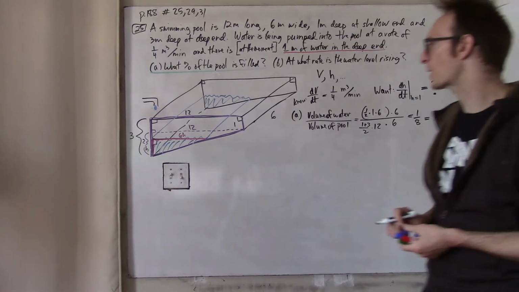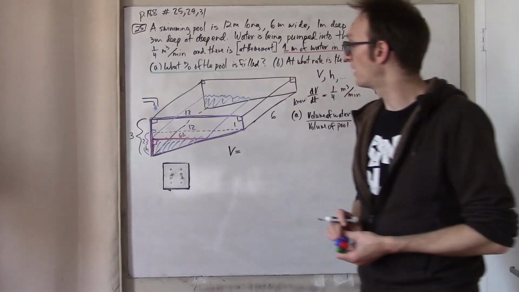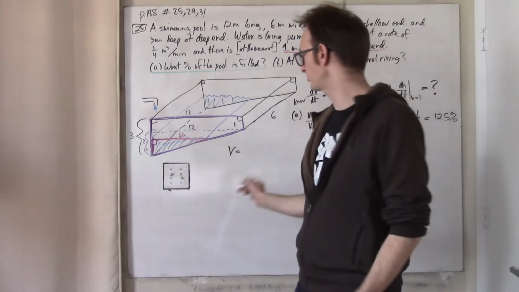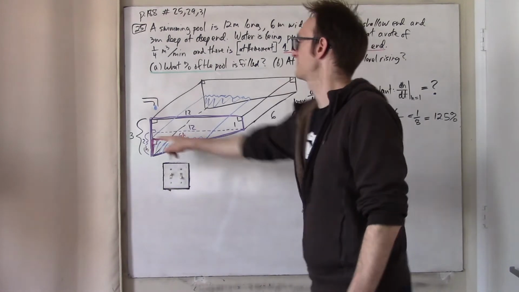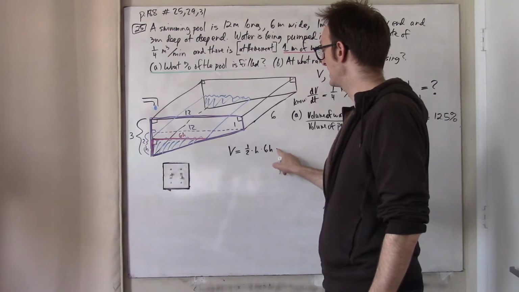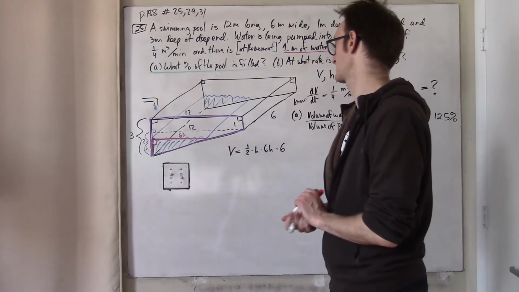Well, we've done all the hard work already, right? What is the volume of the water? The volume of the water is going to be the volume of this triangular prism. So that's 1/2 base, which is h, times the height of that triangle, which is 6h, times the height of the prism, which is 6.